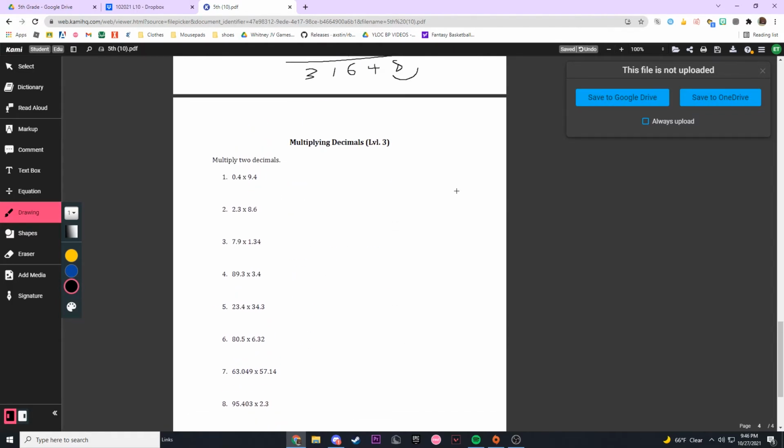For the last page, we're going to be multiplying two decimal numbers, but it's still the same concept. So for number 1, we have 0.4 times 9.4. So we're going to ignore the decimal place, and it's going to become 94 times 4. So 4 times 4 is 16, carry over the 1. 4 times 9 is 36, plus 1 is 37.